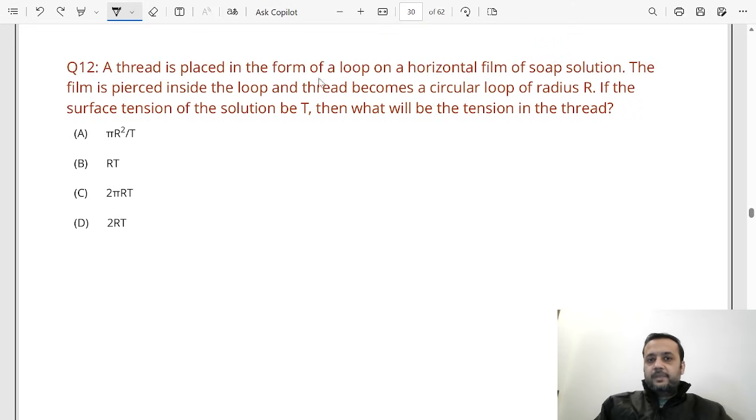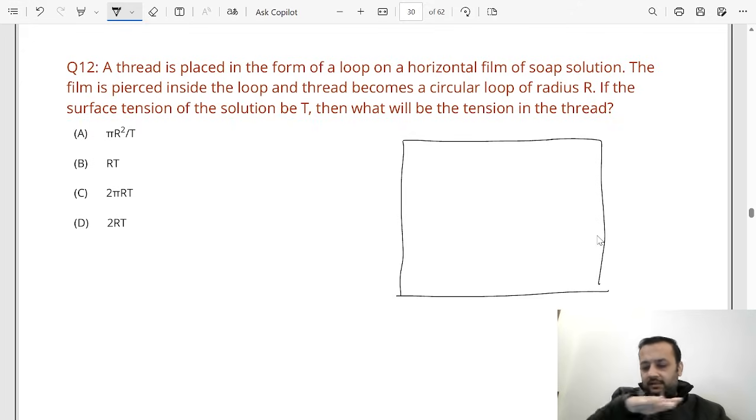Here there is a thread which is placed in the form of a loop on a horizontal film of soap solution. Okay, so imagine that this is a film of the soap solution. Okay, and we have placed a loop of thread over here. Now the moment you prick the film inside the loop, what will happen?